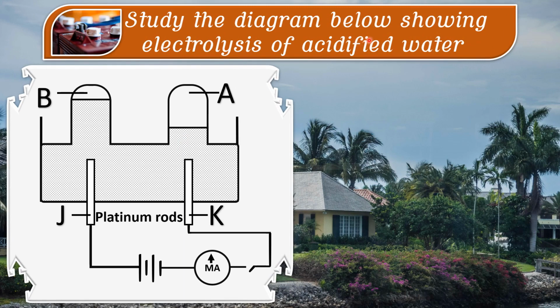Study the diagram below showing electrolysis of acidified water. So we have our diagram here. We have J and K, they are platinum rods. We have a solution, which is our electrolyte, which they are saying is acidified water. We have a gas B and gas A, and we have our ammeter connected to the cells or battery by a wire, and here we have a switch.